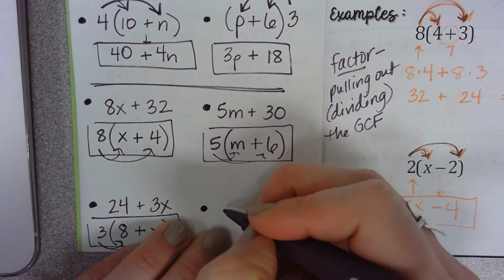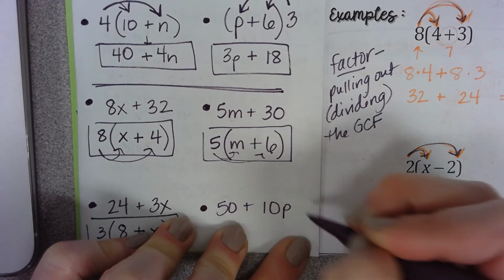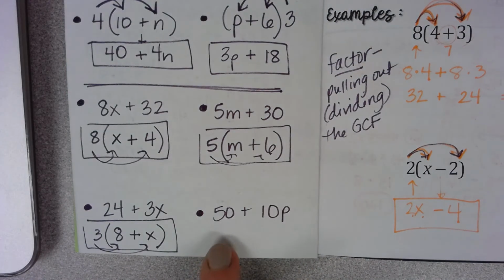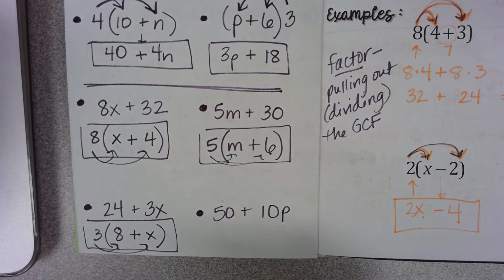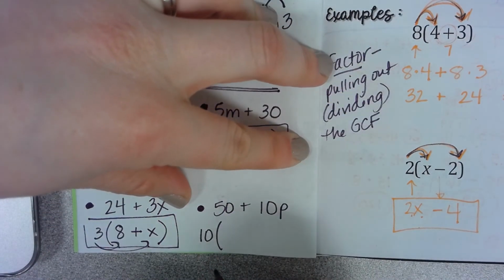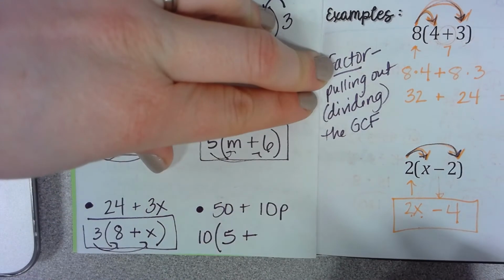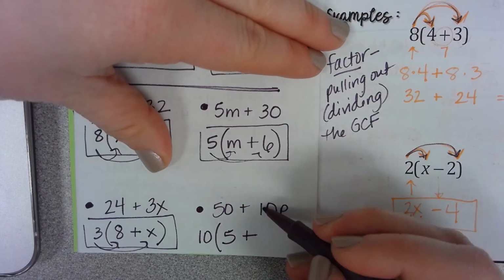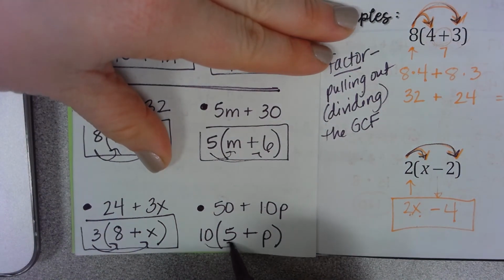So 50 plus 10p. And let's find the greatest common factor of 50 and 10. And I know 5 can go into both of these, but I know 10 can go into these more. It's the greater common factor. So 10 is going to be my outside term, what I'm dividing each one of these terms by. So when I divide 50 by 10, I'm left with 5 on the inside. My sign carries down. And then 10p divided by 10, I'm left with p on the inside.